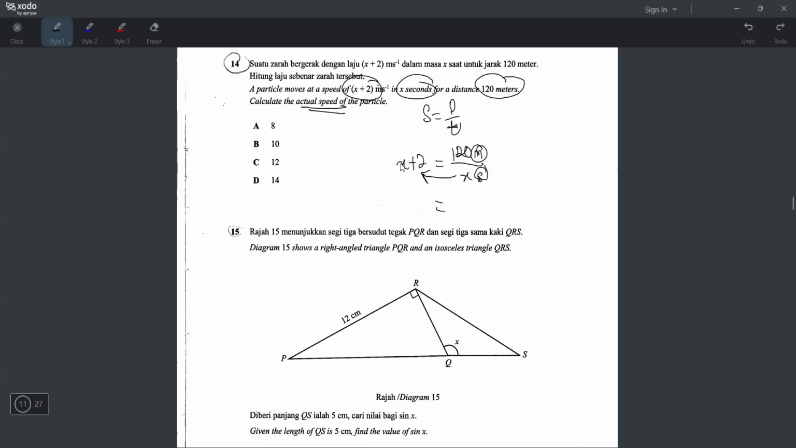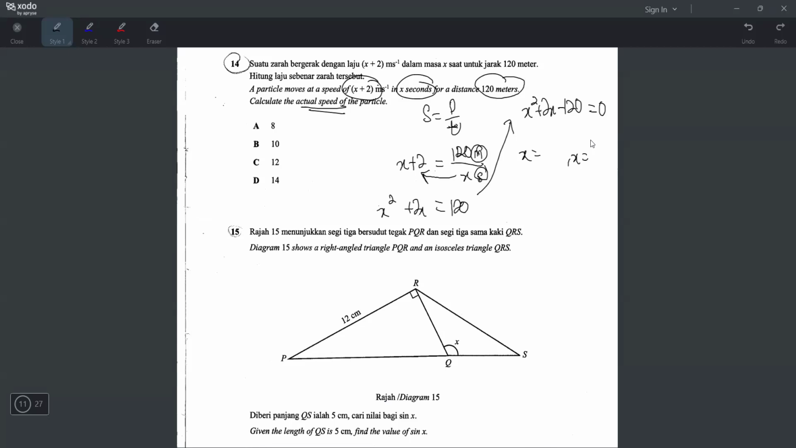Bring the x up. x times x, x square, x times 2, 2x, 120. Continue here. When you see a square in your equation, it means it's a quadratic. Quadratic means you have to move everything to one side equals 0. So x square plus 2x minus 120 equals 0. The reason why you arrange it like this is because you want to press the calculator, enter A, B, C in the calculator and then get your two answers. So I hope you all know how to press. Menu A, polynomial degree 2, A is 1, B is 2, C is negative 120.